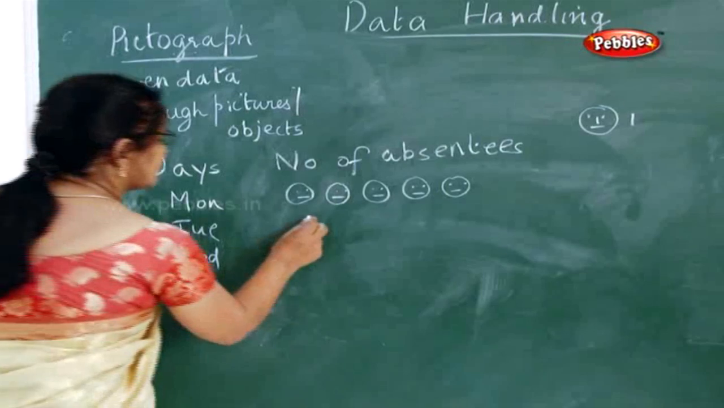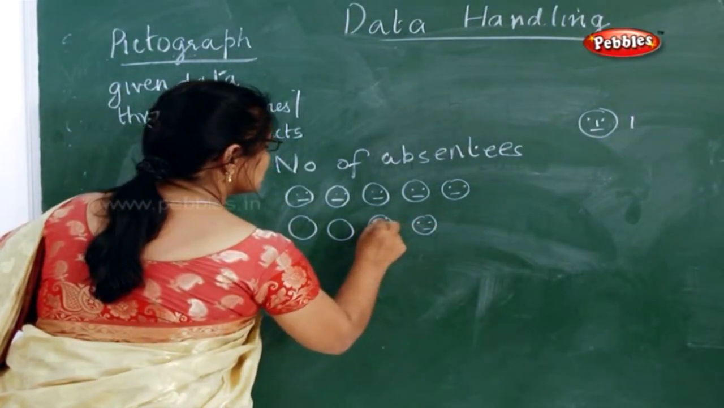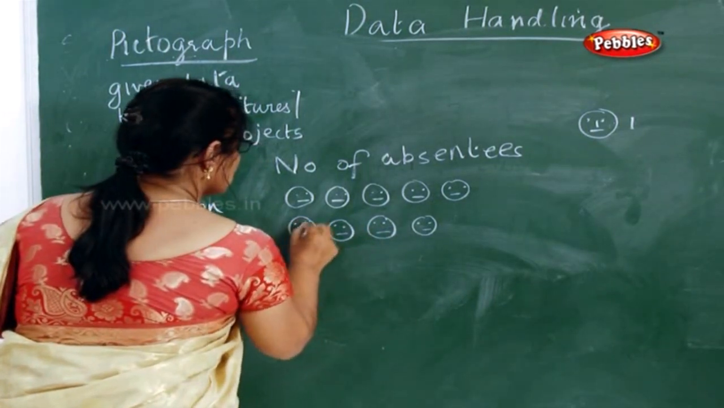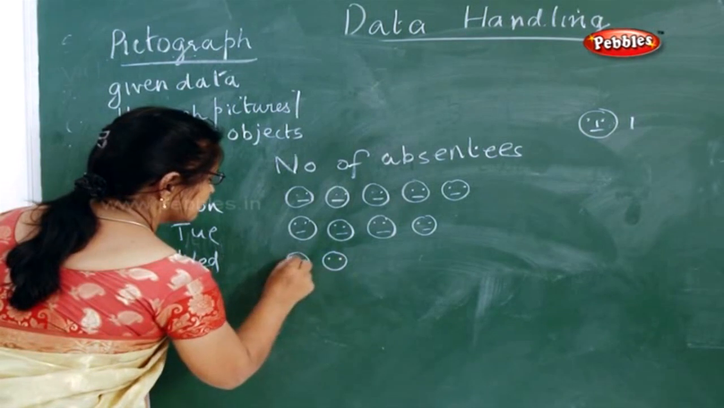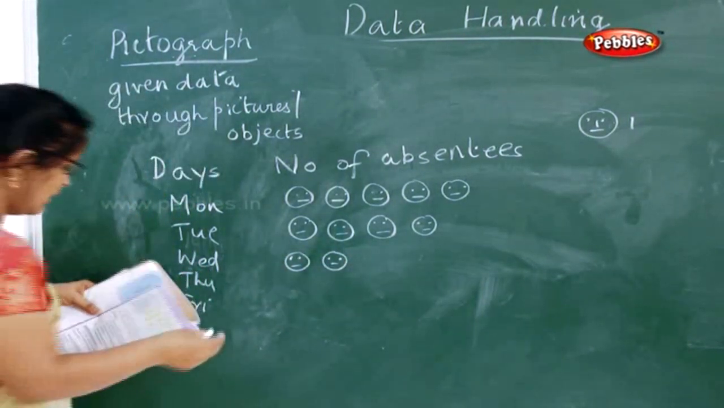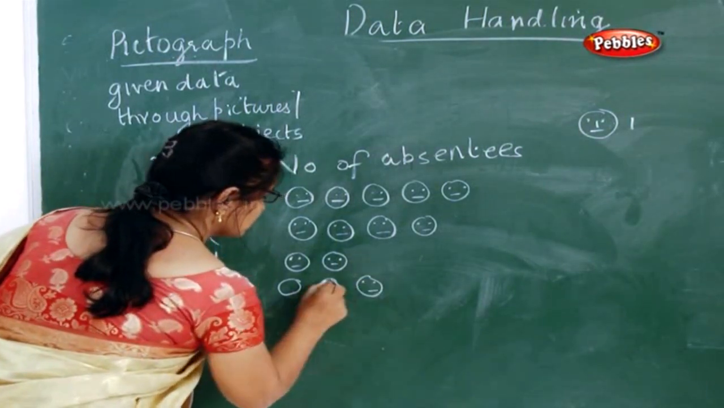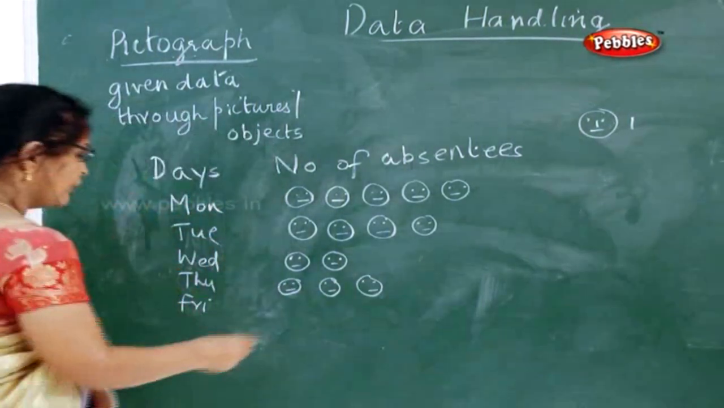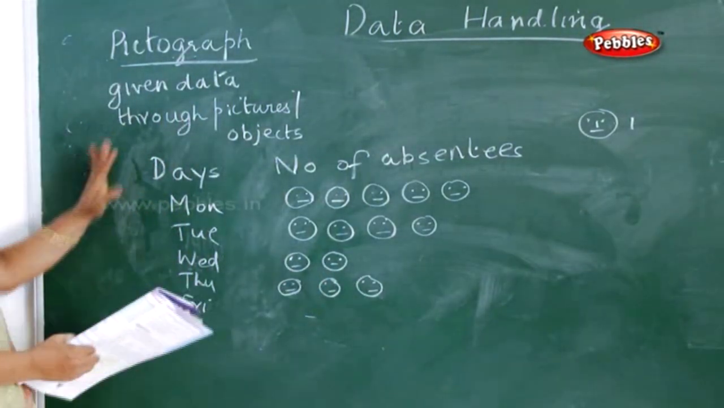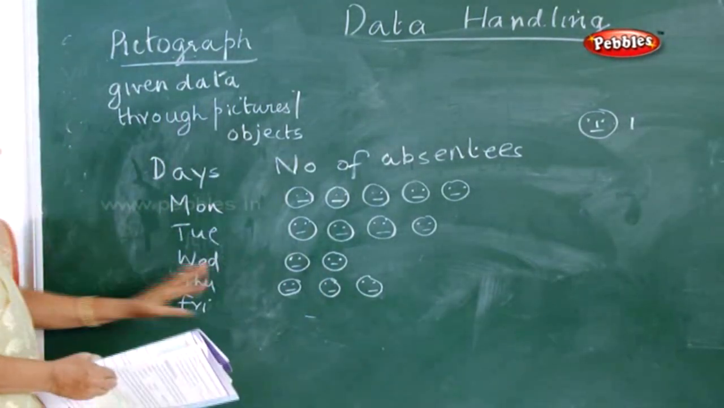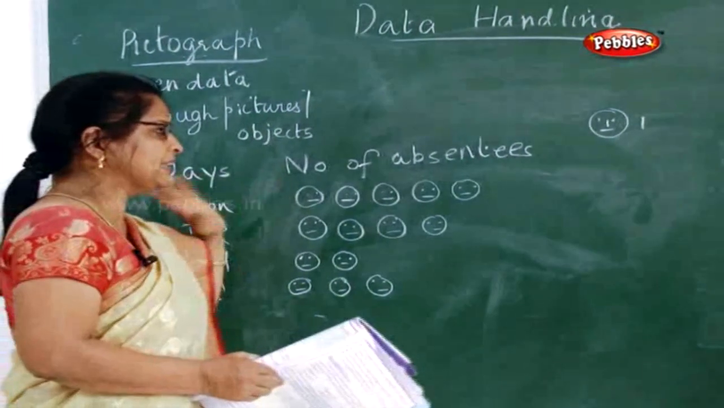Okay, Tuesday. Just check Tuesday. Now Wednesday. Now Thursday. Now Friday. Now see, what is it, the tabular column? This is called a pictograph with pictures. Previously you did it with tally marks and with numbers. Now you are doing it with pictures.